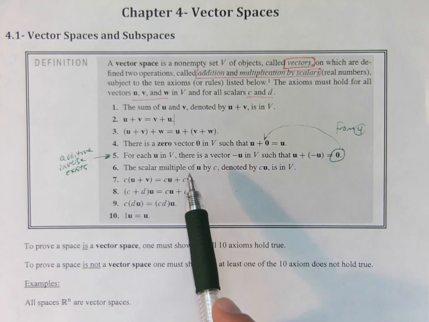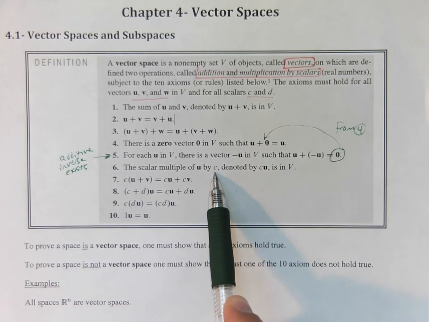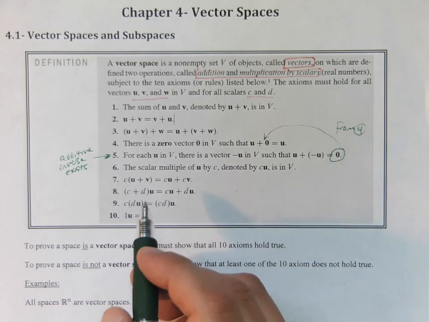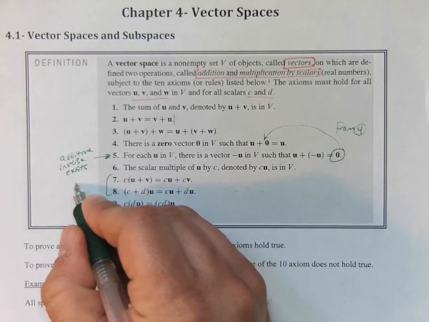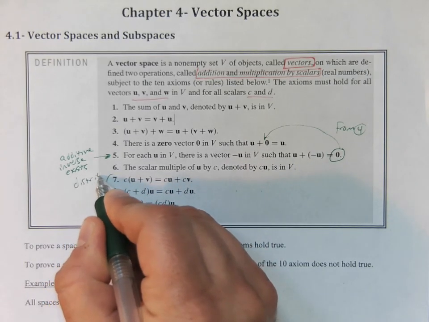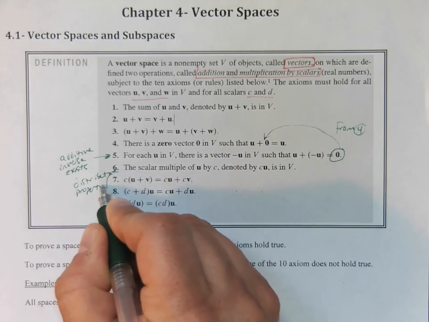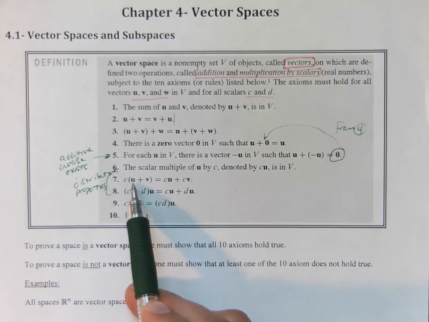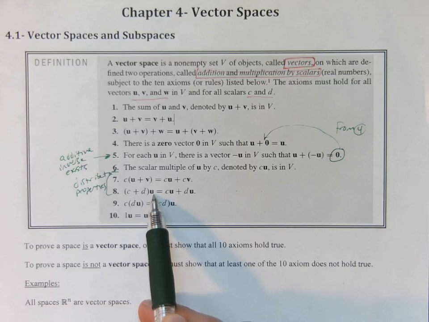Number 6 tells us that scalar multiples stay in the space. If U is in the space and we multiply it by some scalar C, then CU is still in the space. 7 and 8 are distributive properties. 7 tells us we can distribute a scalar through the sum of vectors, and number 8 tells us we can distribute a vector through the sum of scalars.